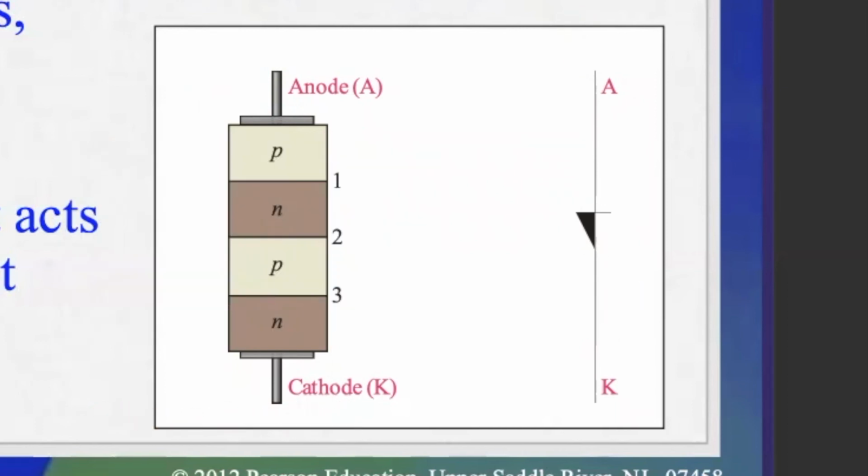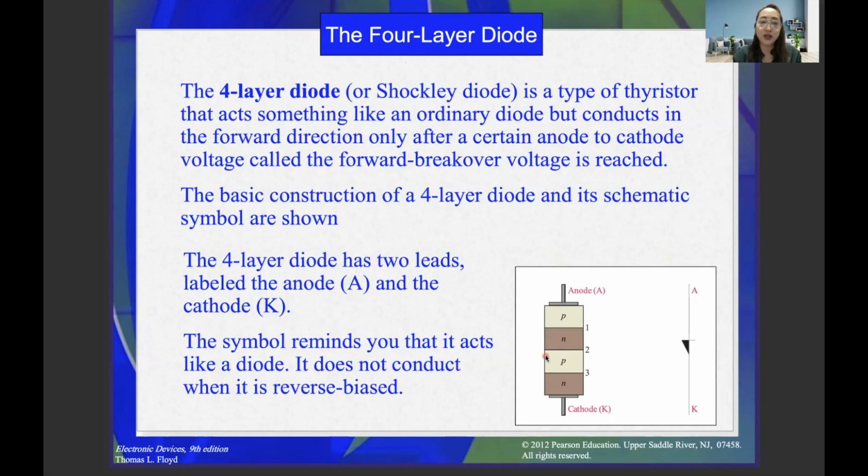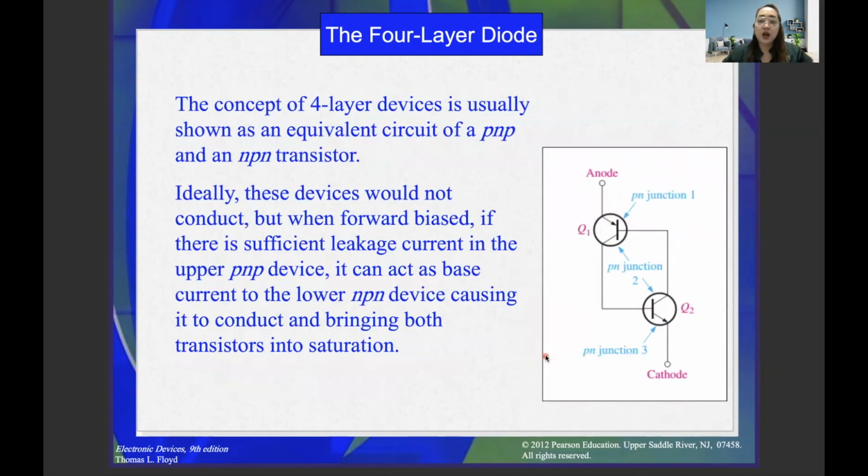A four-layer diode has two leads labeled the anode and the cathode, and the symbol reminds you that it acts like a diode. It does not conduct when it is in reverse bias, because sometimes when it is in reverse bias, there are times that you can damage the component. Okay. The concept of a four-layer diode is usually shown as an equivalent circuit of a PNP and an NPN transistor.